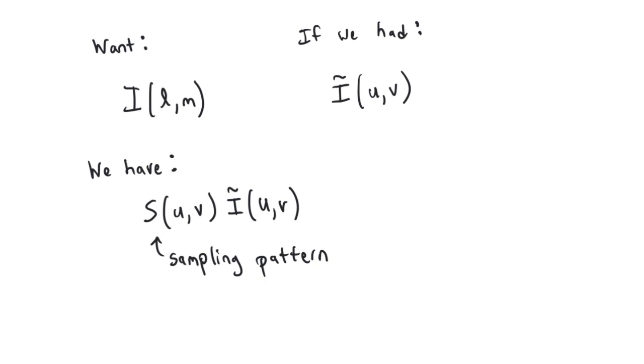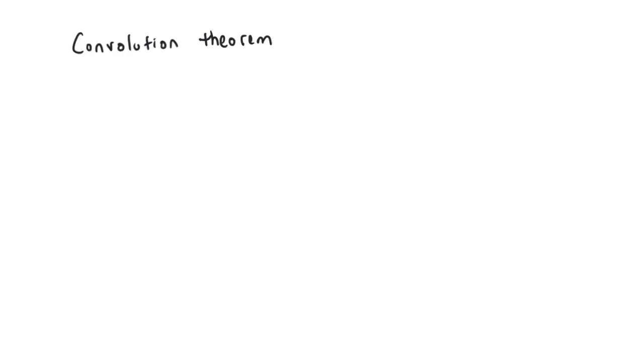And so what we want to do is get some intuition for what the effect of this sampling pattern is. And the best way to do that is via the convolution theorem of Fourier transforms. I'll post a link in the video description that will say a little bit more about the convolution theorem of Fourier transforms. If you haven't seen it before, it might be worth taking a look at that. But if you have, let's just do a quick refresher. The convolution theorem says the following.